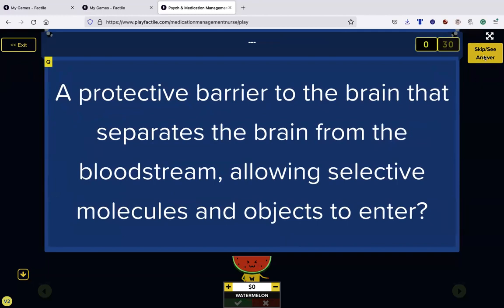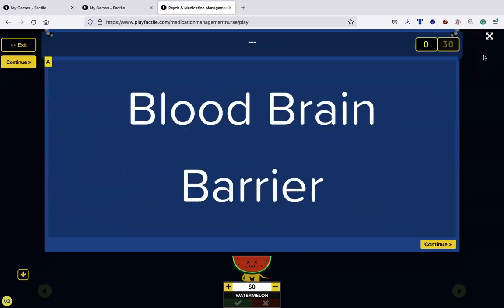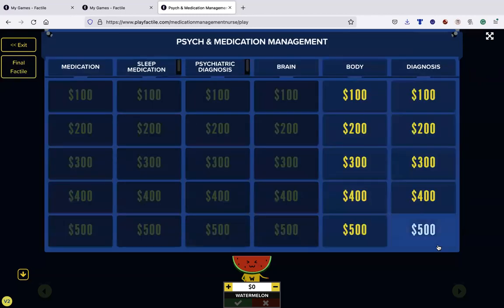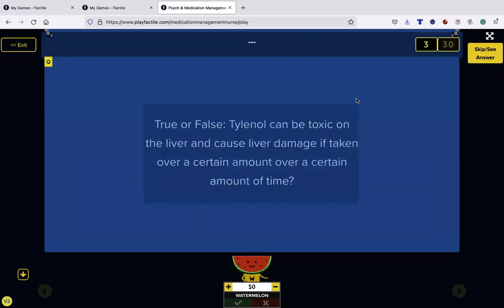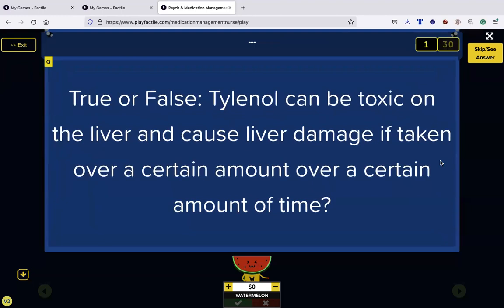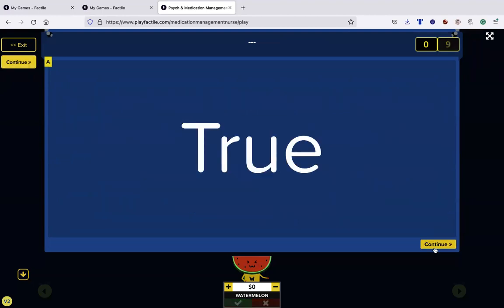The protective barrier to your brain, to let things in, we know is the blood-brain barrier. Some things are permeable, some things are not. True or false, Tylenol can be toxic on the liver and cause liver damage if taken over a certain amount of time. Of course, we know that. Ibuprofen is an NSAID. NSAIDs can affect the kidneys more, and acetaminophen, Tylenol, can affect the liver more. Just food for thought.